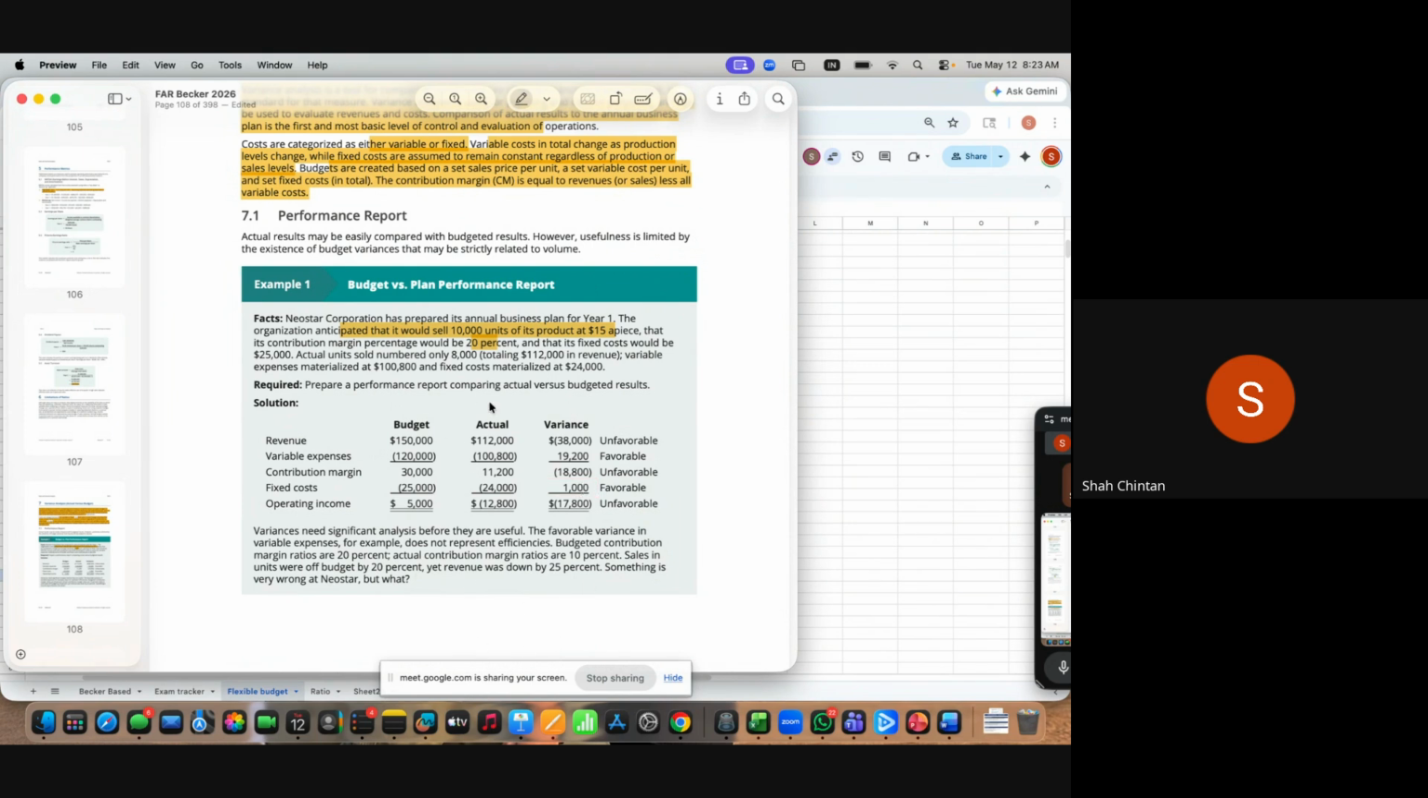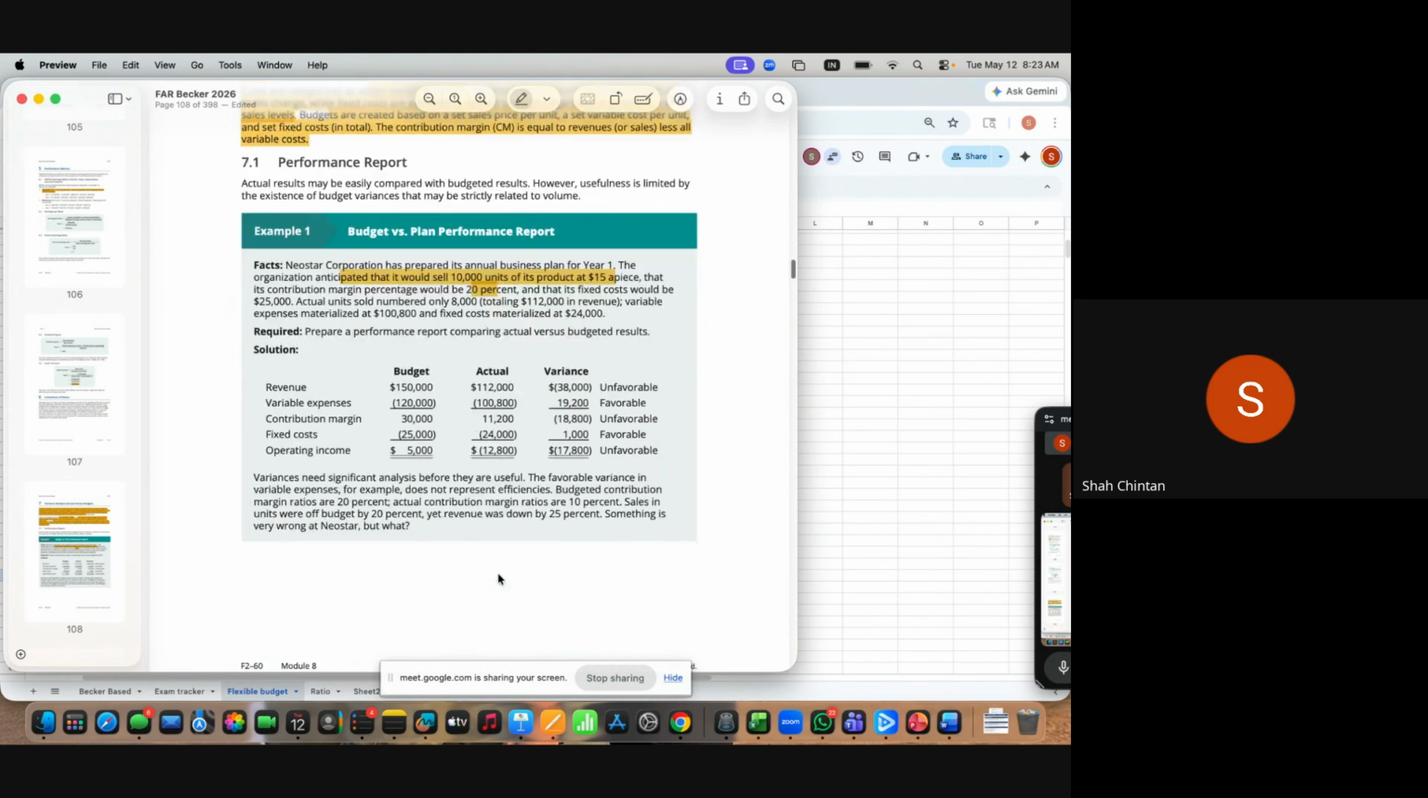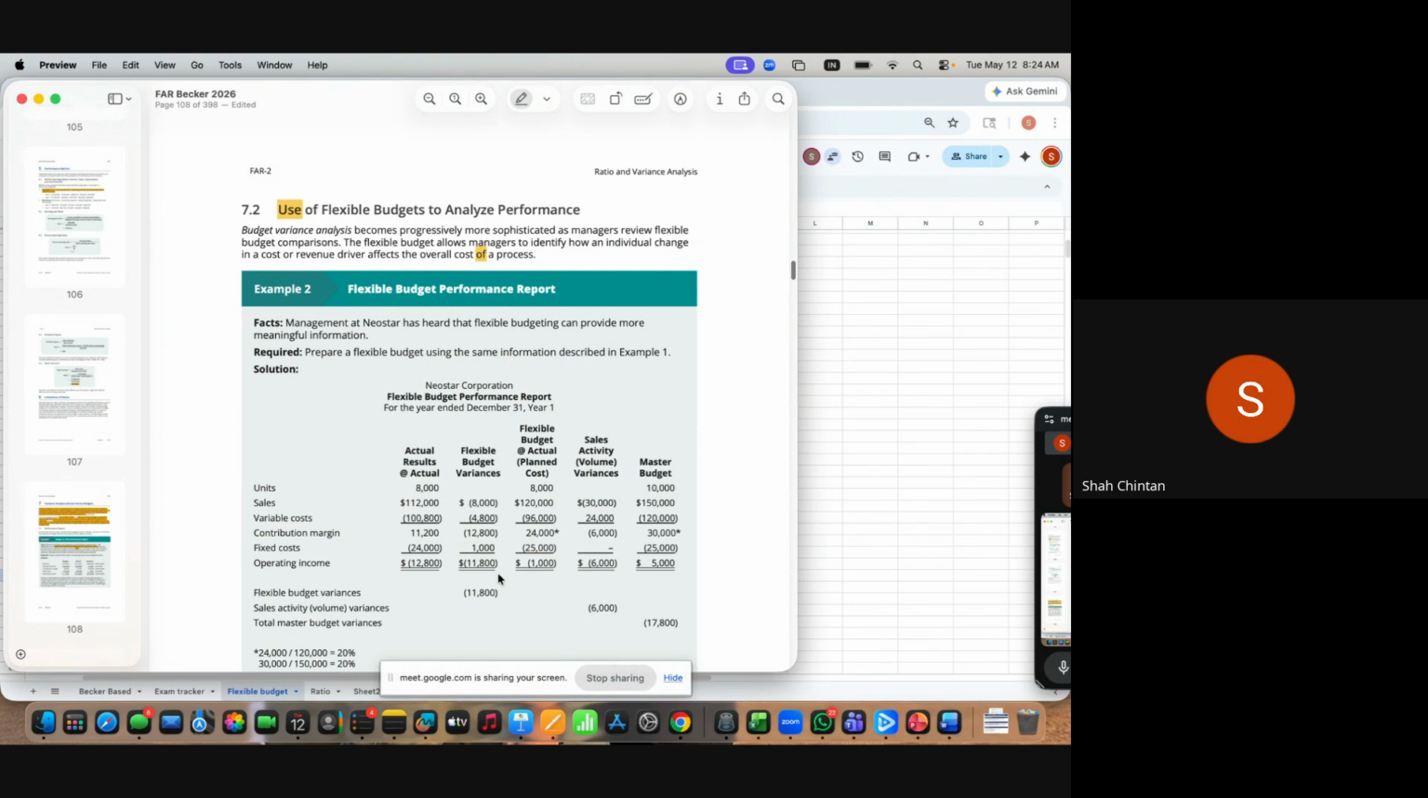So in order to evaluate the results, it is important that for the actuals we first get a flexible budget, then we can do an apple to apple comparison. So let's go through and read. To enable better analysis of the performance, management has to prepare a flexible budget. So what we will do is prepare a flexible budget at the level of actual results. You can also do it with a formula, that's a simpler way.